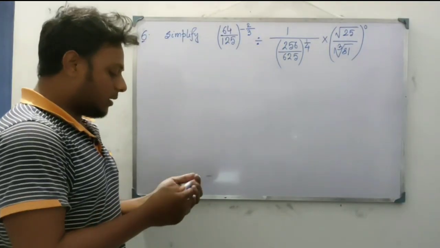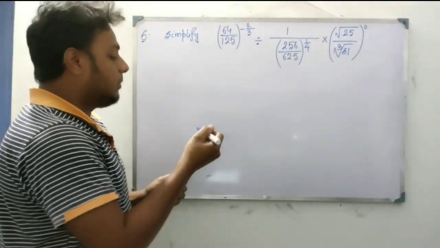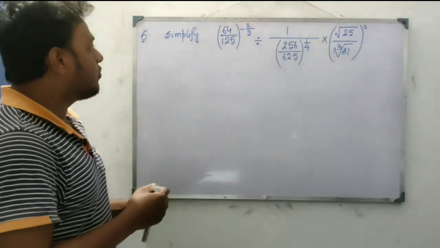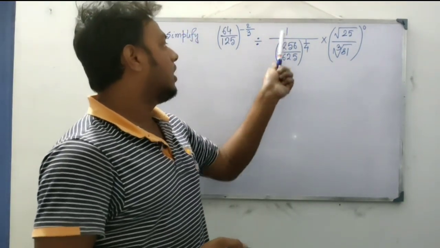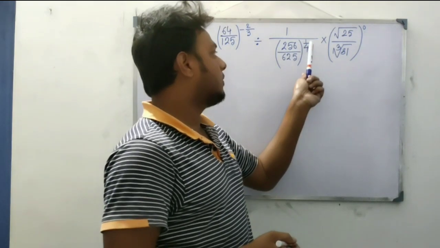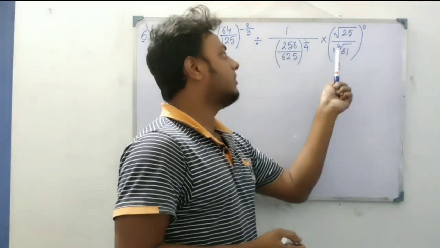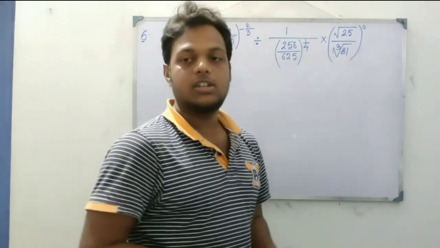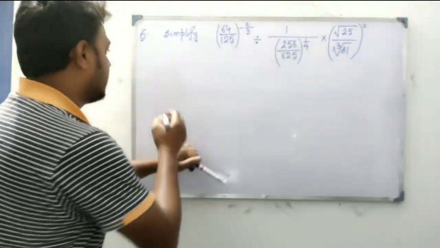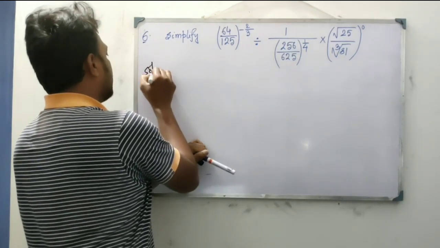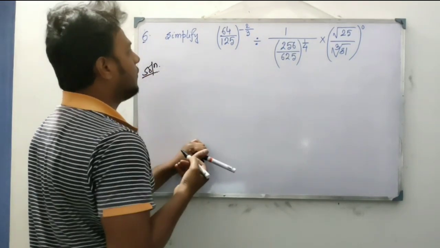Problem number 6 I am solving now. Simplify (64 by 125) whole to the power minus 2 by 3 divided by (1 by 256 by 625) to the power 1 by 4 into (root over 25 by cube root of 81) whole to the power 0. Okay, so we have to simplify it. See the solution, very easy formula, just we have to apply the law of indices.